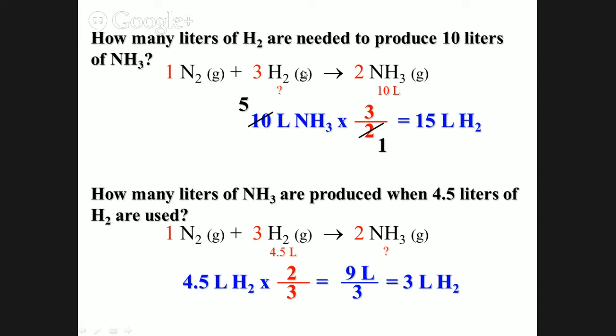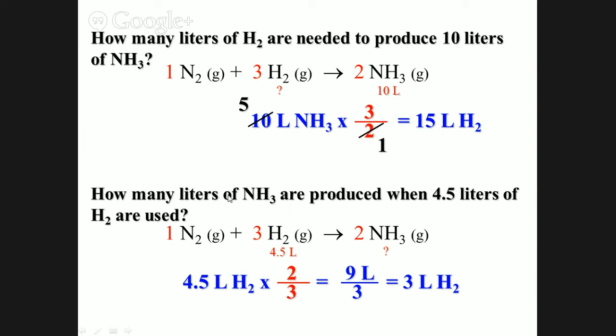How many liters of H2 are needed to produce 10 liters of NH3? Question mark. How many liters of H2? So there's my question mark. So the 3 is going to go on top. Here's what I already know. The NH3, 10 liters of that. So 10 liters times 3 over 2. 15 liters of H2 will be needed.